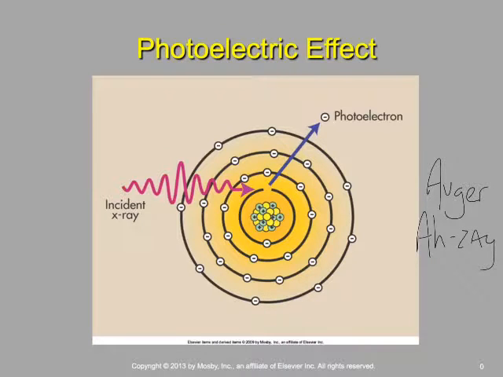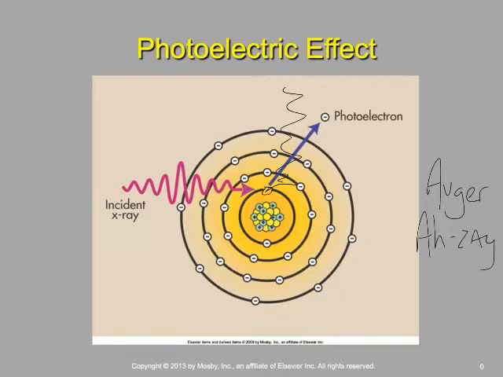Have y'all talked about this? The Auger effect. After a photoelectric interaction knocks this K-shell electron out, one of these outer shell electrons, they're lazy, wants to jump down here. That produces another photon, which will be characteristic of the energy difference between those binding energies.